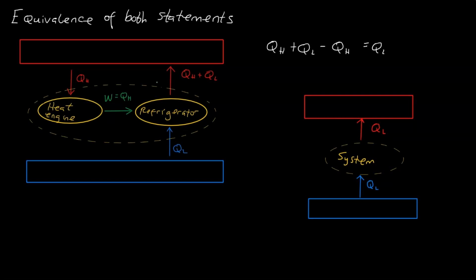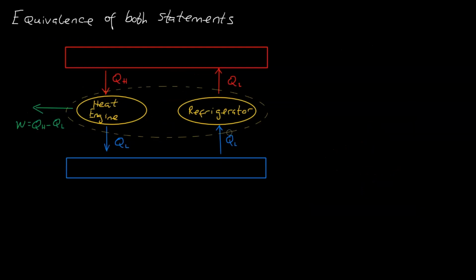In a similar manner, we can show how a violation of the Clausius statement violates the Kelvin-Planck statement. Here, we have a combination of a refrigerator which violates the Clausius statement and a heat engine. The heat engine rejects the same amount of heat the refrigerator absorbs from the low temperature reservoir. The net heat rejected is equal to 0. And the net heat absorbed by this system from the high temperature reservoir is equal to QH minus QL.